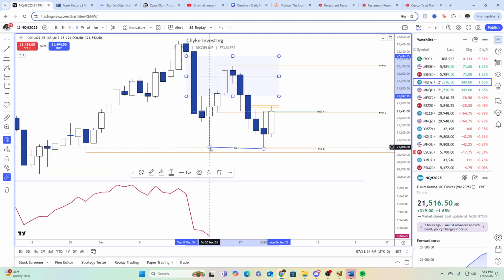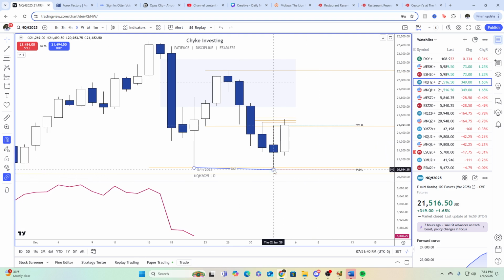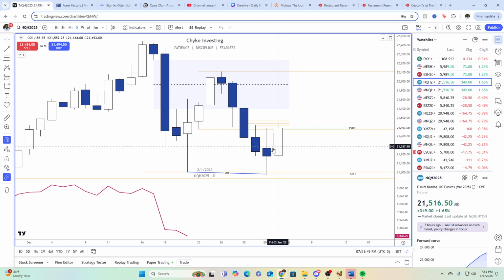We expand lower, inverting this daily VI level, and then come down and take out this low from the 20th of December. I was saying on my channel yesterday that I would like to see this low get taken out, and that's exactly what happened. And then what do we have today? We had a reversal, where price came back into this range over here.